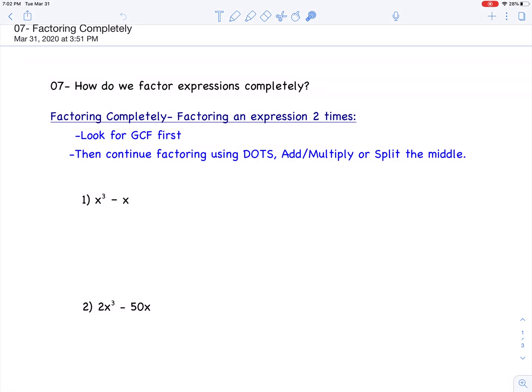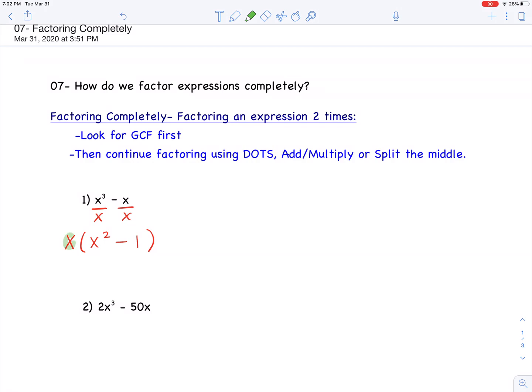Okay, so here, number 1, looking for a GCF, both terms could be divided by x. The lower power of x is just x to the first. That's the GCF. So you always have to write the GCF in front of the parentheses and not forget that. When I divide, I get x squared minus x divided by x is 1.